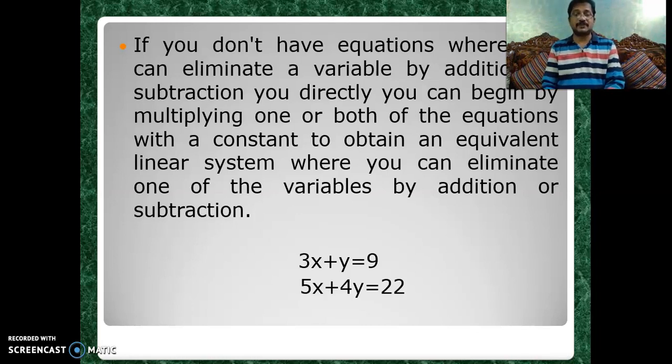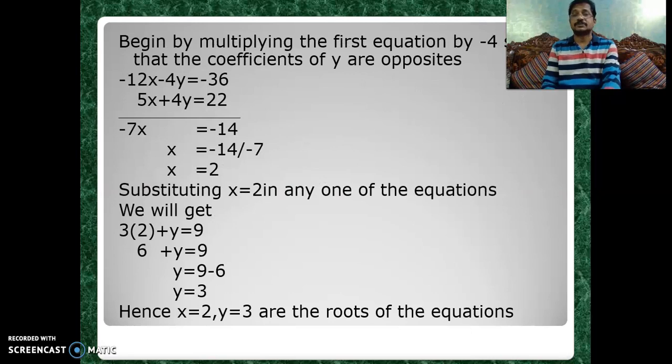When 3x plus y equal to 9, 5x plus 4y equal to 22, one way is to equate the coefficients of x or equate the coefficients of y. Which one are you going to choose? Okay. So here I am taking equate the coefficients of y. Now I am going to equate the coefficients of y. What is the equation here? 3x plus y equal to 9.